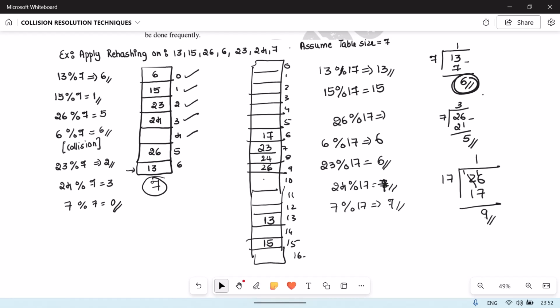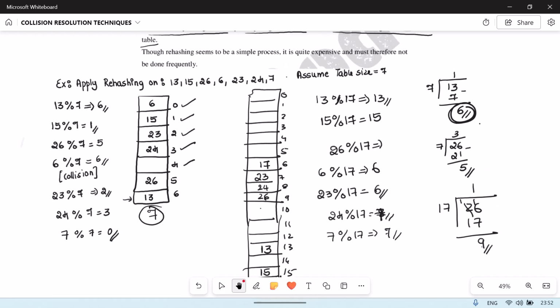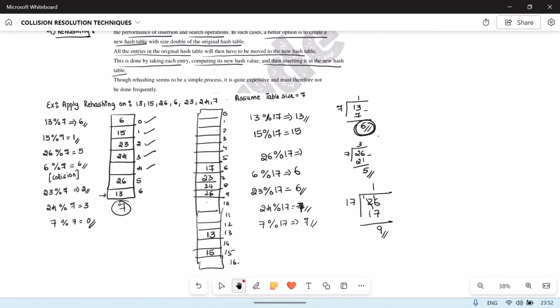See, the idea is steps will become more. You will have to do the rehashing again, doubling the size of the hash table, and not only doubling, checking whether the new hash table size is a prime number. All these things are there. So this particular method is not that feasible, but this is done. Okay, you will have to know this method.